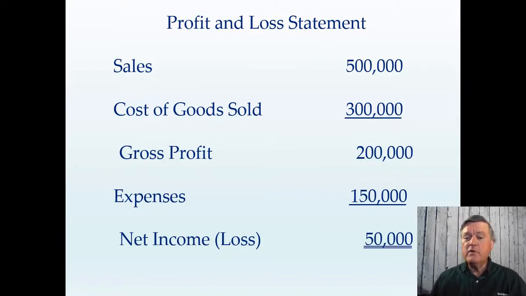So here would be a very simple example of a profit and loss statement. $500,000 in sales, $300,000 in cost of goods sold, gross profit $200,000, expenses of $150,000, leaves this particular business with $50,000 in profit. Now, cost of goods sold was not one of our basic account types, was it? It is an expense, but it's a special kind of expense.